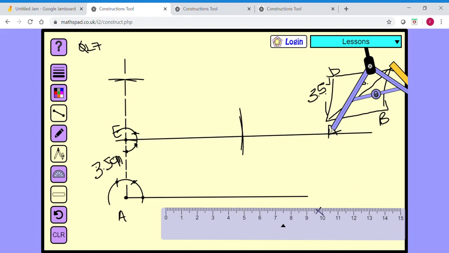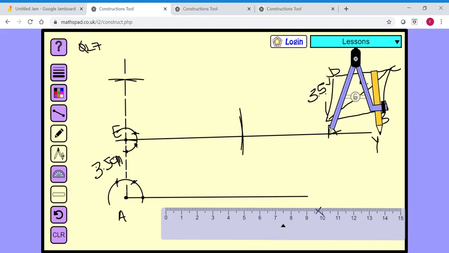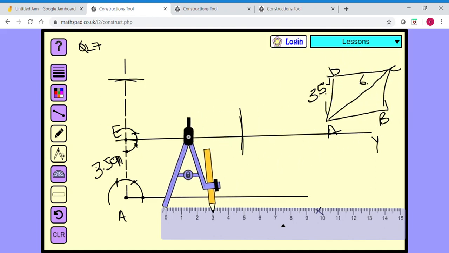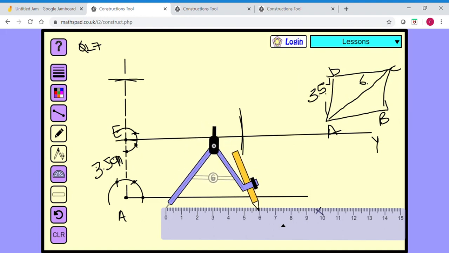Now I join this. So somewhere on this line lie both point D and point C. The next thing I know is that C is 6 centimeter away from A.